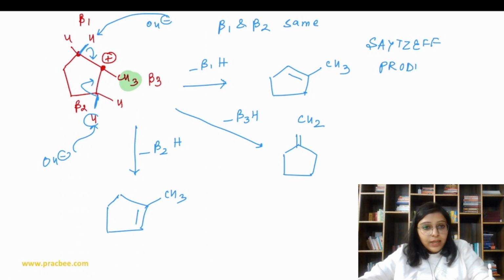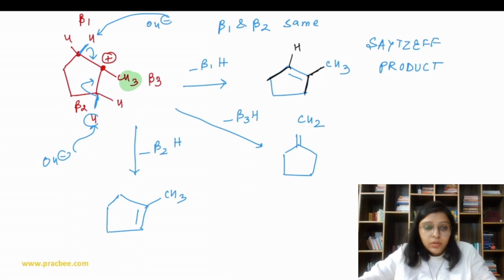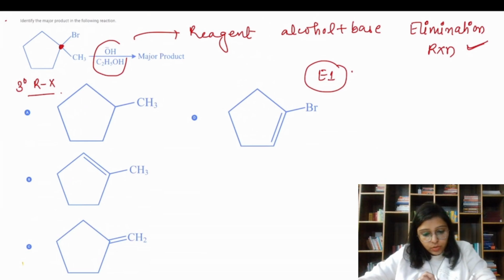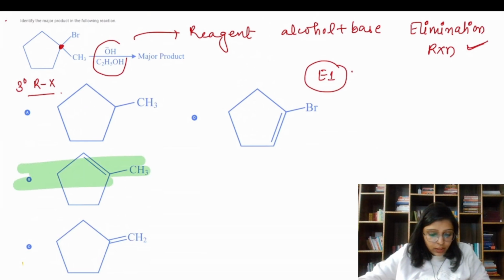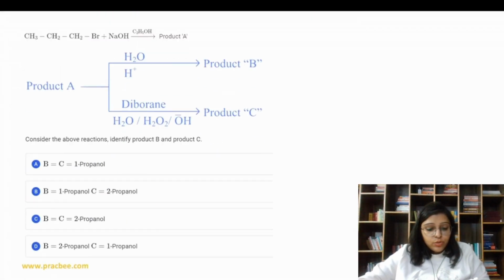Saytzeff product, the more alkylated product. So check, more alkylated product. So see, 1, 2 and 3, and only one hydrogen. So that is going to be the answer. Clear? So now look. So what is the answer? Option number B is going to be the correct answer. Okay, we cannot have this, we cannot have this, we cannot have this. Okay, now let's do the next question.